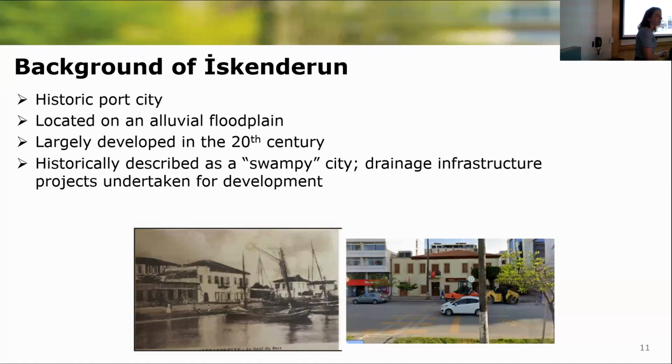It's located on an alluvial floodplain, largely developed within about the last century. Historically, it's been described as a swampy city, meaning just poor drainage throughout this alluvial plain. A lot of disease was attributable to this area within the last century. And so it did take a lot of effort to develop it, and a lot of drainage infrastructure projects were undertaken.